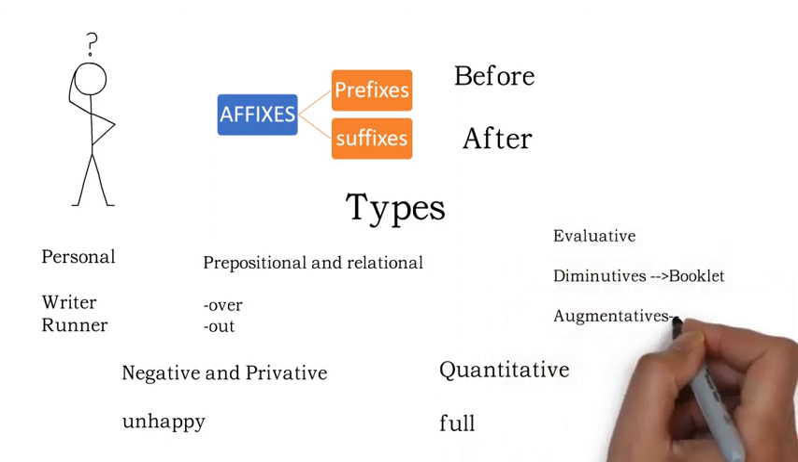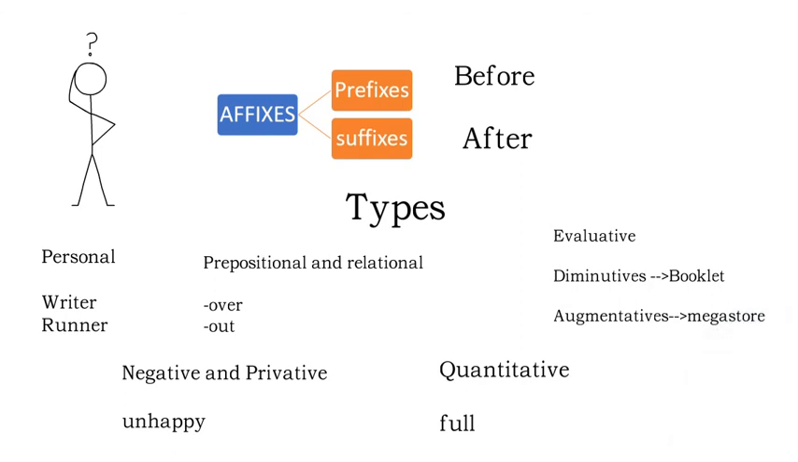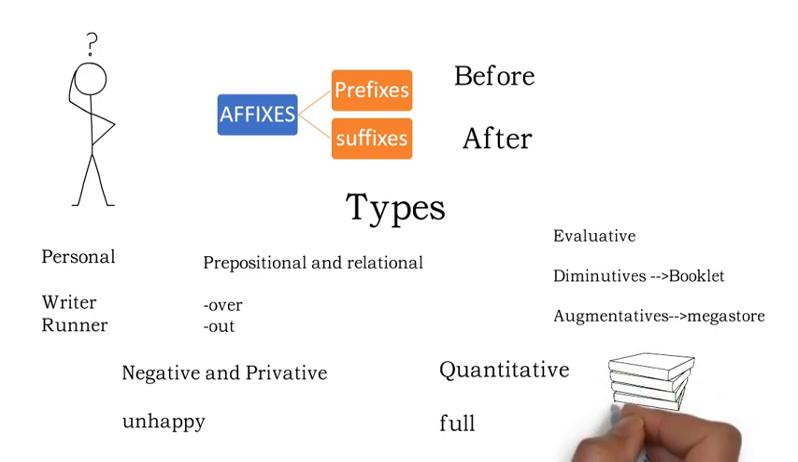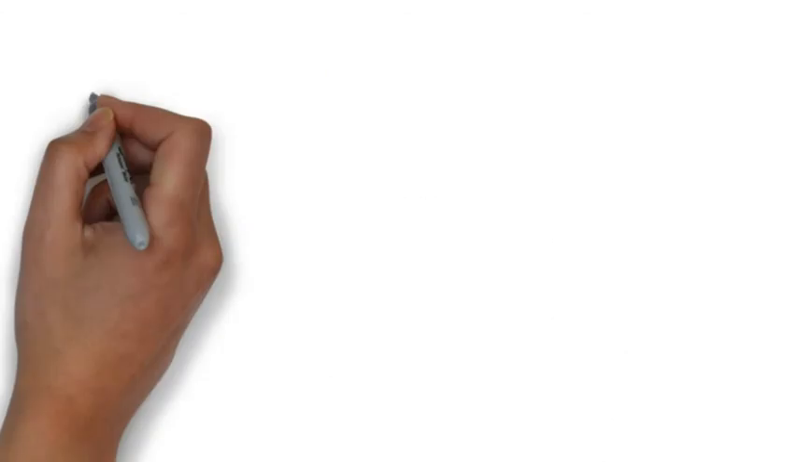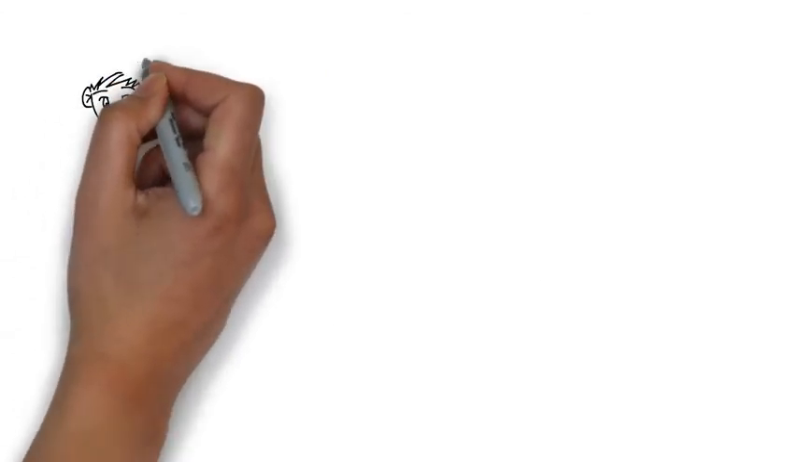Finally, we have evaluative affixes. Evaluative affixes consist of diminutives, affixes that signal a smaller version of the base. For example, in English, -let, as in booklet or droplet. Augmentatives, affixes that signal a bigger version of the base. The closest we come to augmentative affixes in English are prefixes like mega-, megastore, megabyte. I hope that now you understand better the word formation.